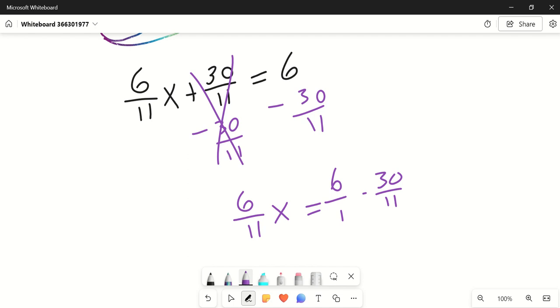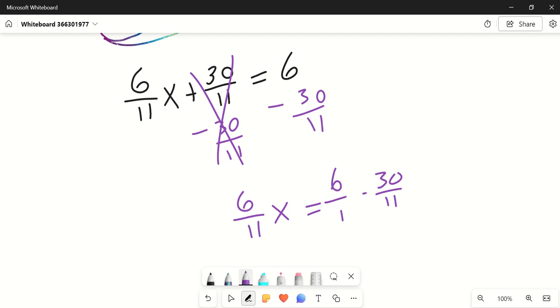What's the bottom number called? Denominators have to be the same. They have to have common denominators. This is 6/1 minus 30/11. I can't make that 30/11 smaller right now. I don't want to. I'm going to change the 6/1. What can I multiply both numbers by to get a common denominator? I'm going to multiply them both by 11.